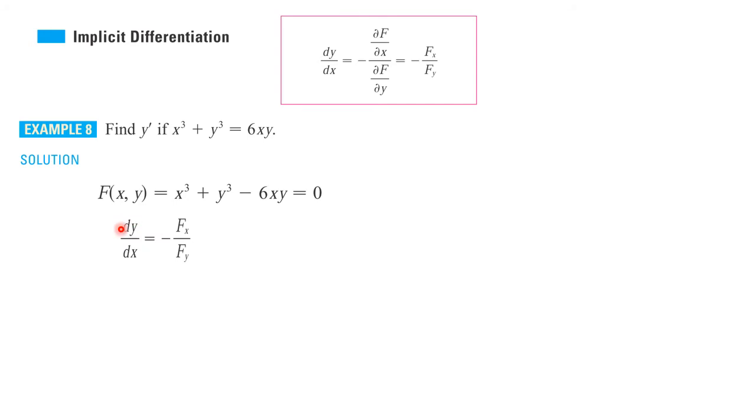From the formula, we have dy over dx is equal to minus fx over fy. First we find fx: we differentiate f with respect to x, and we'll get 3x squared minus 6y. Now differentiate f with respect to y, and we'll get 3y squared minus 6x. Put these values here, simplify it, and we'll get minus x square minus 2y over y square minus 2x, which is our final answer.